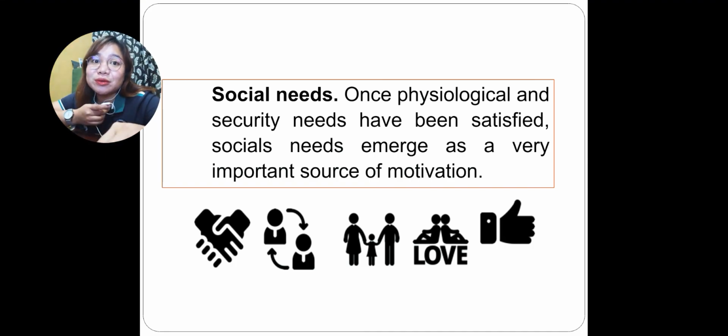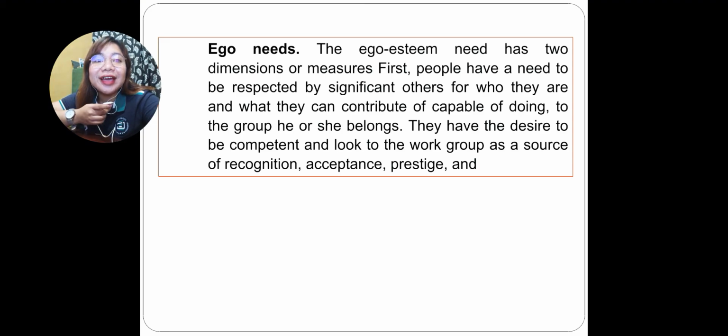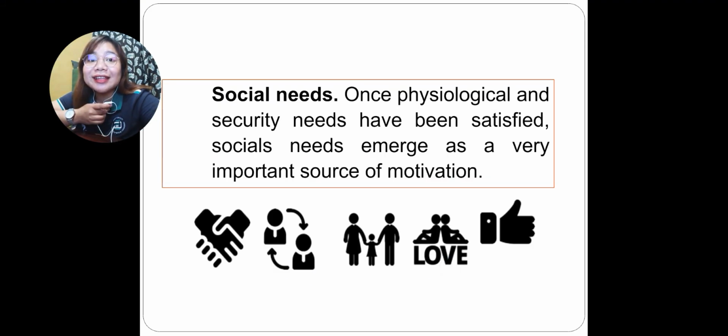That's part of the social needs. Okay? Next, we have ego needs. Okay? Ego needs, so we are done discussing the three: basic or survival needs or physiological needs. Then we have the second, security needs, and the third, the need for love, or the need of belongingness, or what we call the social needs.